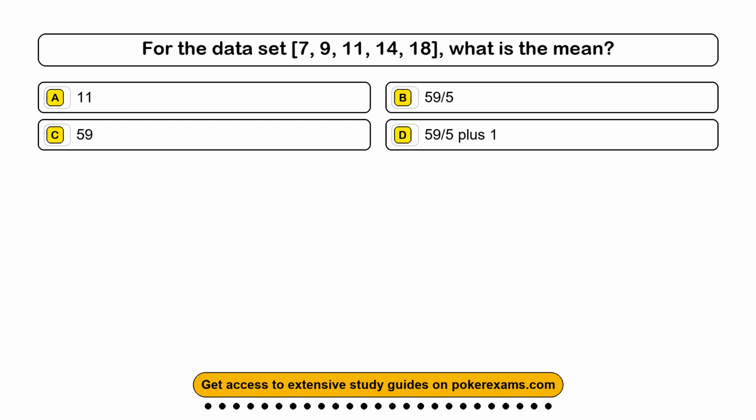Question 19. For the data set 7, 9, 11, 14, 18, what is the mean? Option A 11. Option B 59 fifths. Option C 59. Option D 59 fifths plus 1.